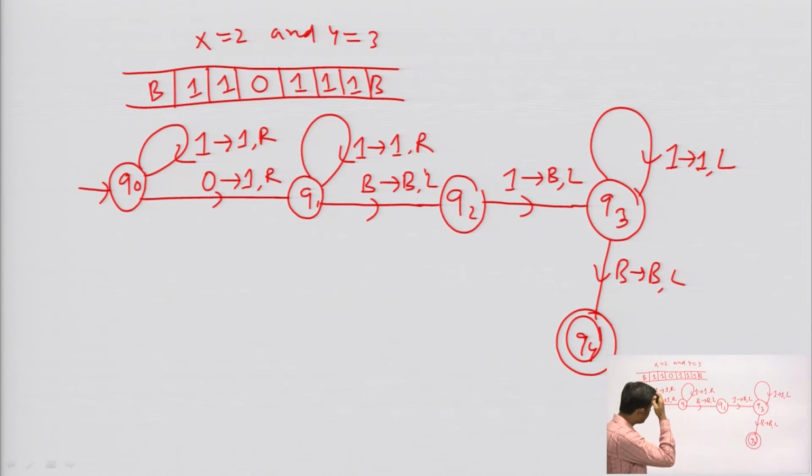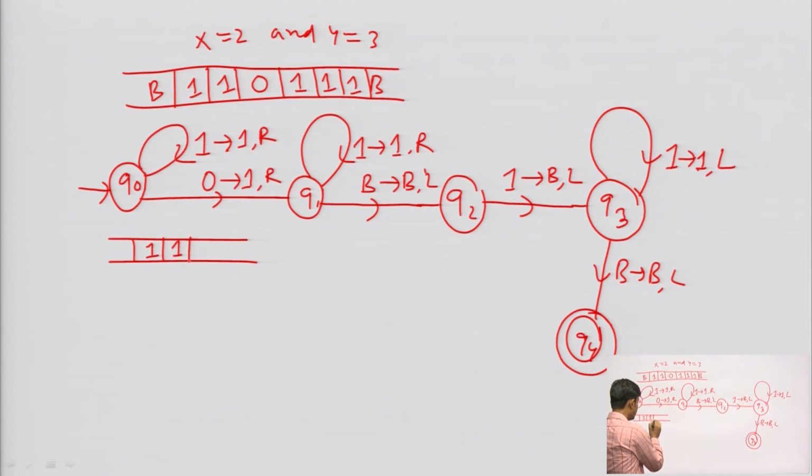So, we will check whether it is doing the operation. We have taken 2 and 3 here. So, we will start now, you check it from this diagram. Suppose you have given 2 and 3: this is 1 and this is 1 and this is 0 and this is 1 and this is 1 and this is 1, x is 2, y is 3.